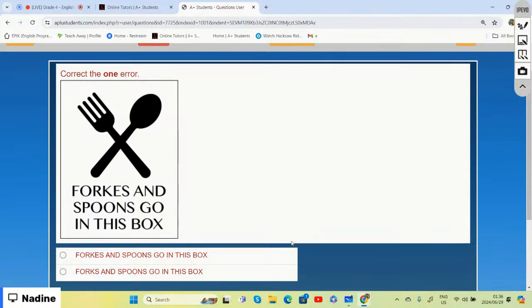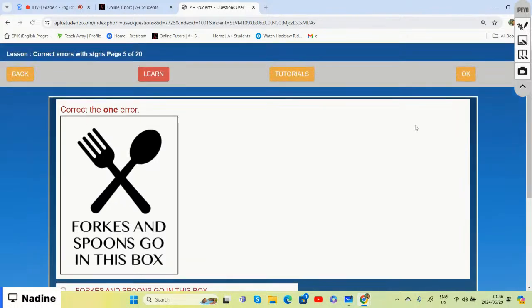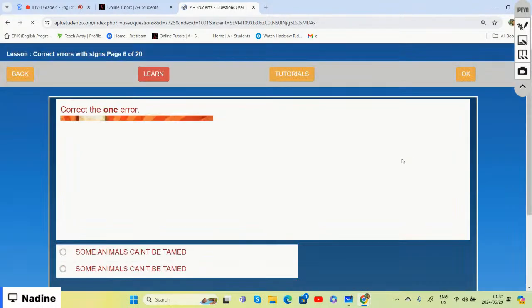All right, so if we choose the correct one, then we would say option two, which is forks and spoons go in that box, which means that forks is written Forks, not Forkes. Right, so that one is correct.